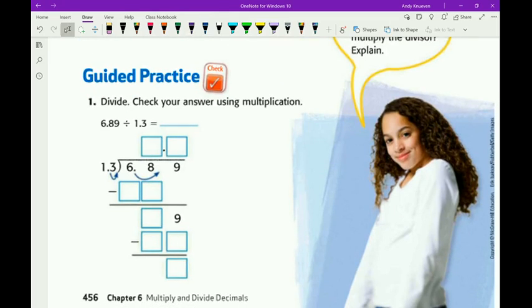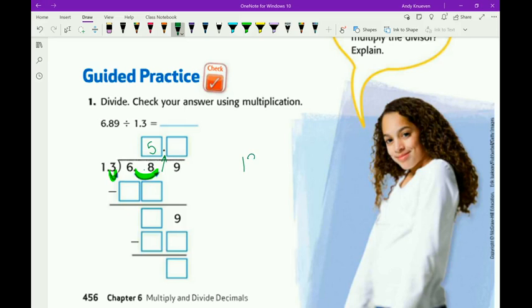6.89 divided by 1.3. So this looks a little bit more normal in how you guys would be doing this. So we are going to move the decimal once to the right in 1.3 to make it a whole number, 13. I'm going to move it once to the right to make this 68.9. Now, when I do that, I'm going to take it straight up into my quotient. So now 13 doesn't go into 6, but 13 can go into 68 5 times.